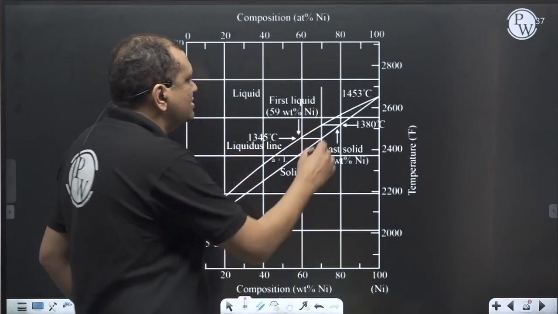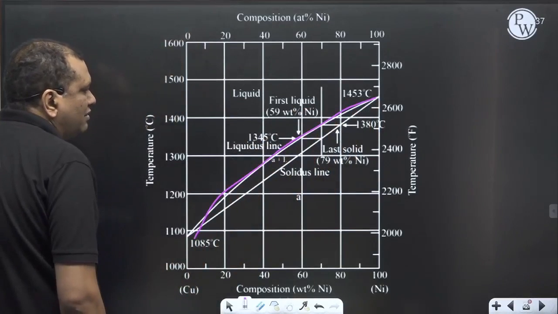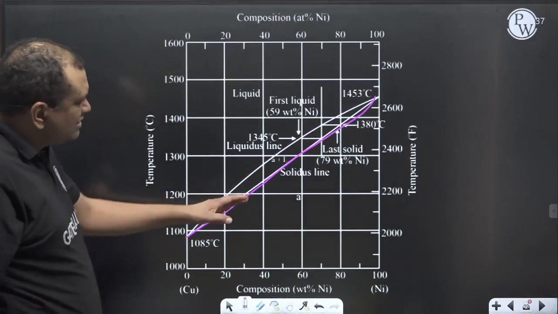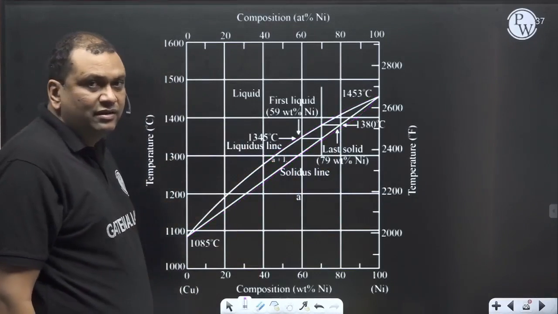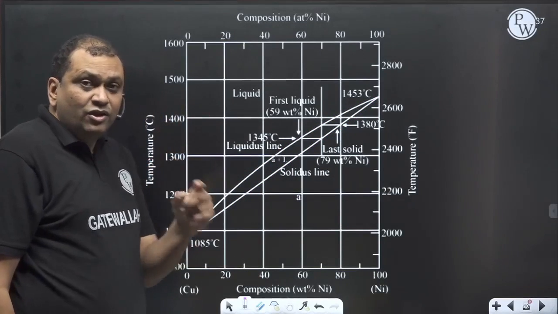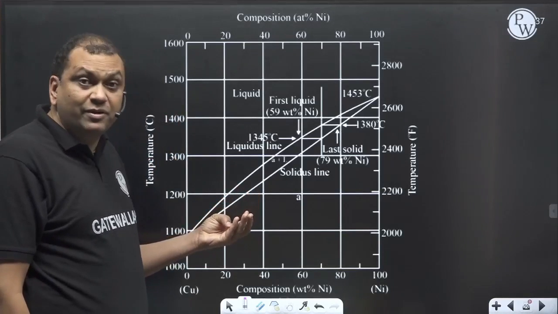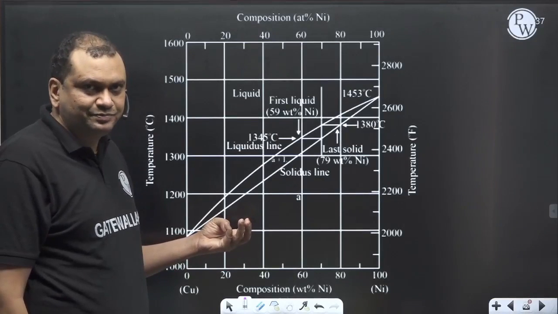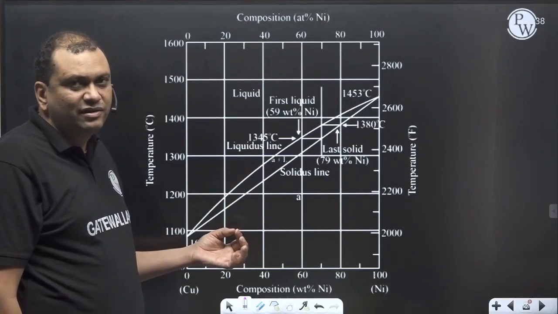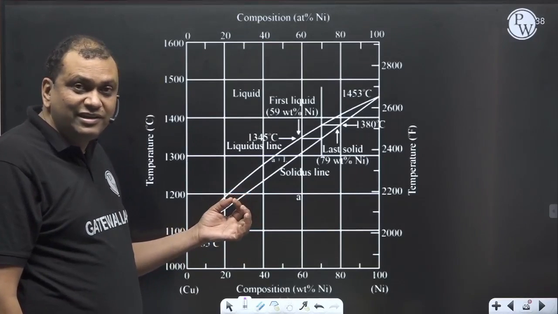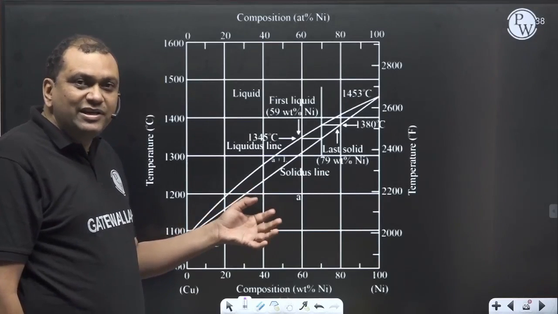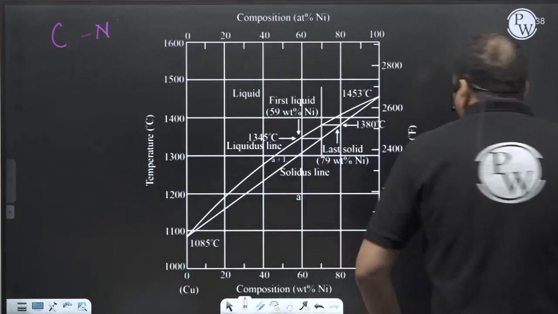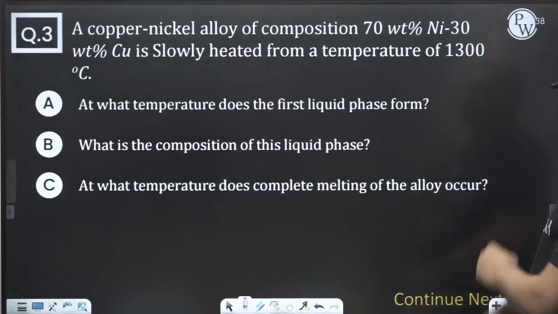So this line is the liquidus line, and this line is the solidus line. Below the solidus line, it will be a single solid phase, and above the liquidus line, it will be a single phase liquid solution. Question number 1 and question number 2 were based on binary phase diagrams of category 2. This question is based on a binary phase diagram of category 1, that is, complete liquid solubility and complete solid solubility, like copper nickel. Now this diagram is there, so let us see what the questions are.